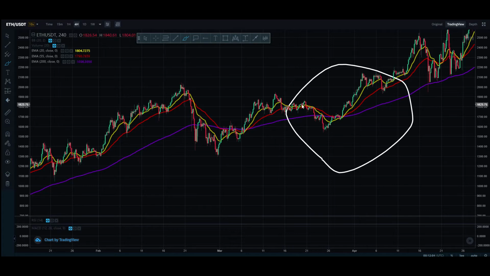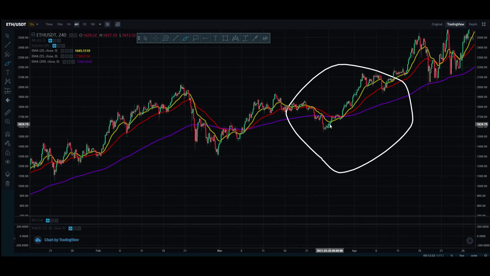Basically, this is what happened here. We went below the 55 EMA and the 55 was above the 20. That's basically a bearish continuation. That's a bearish pattern, and that will keep the price suppressed. As you can see, we keep hitting our head on the 20 EMA, and that just keeps the price down.